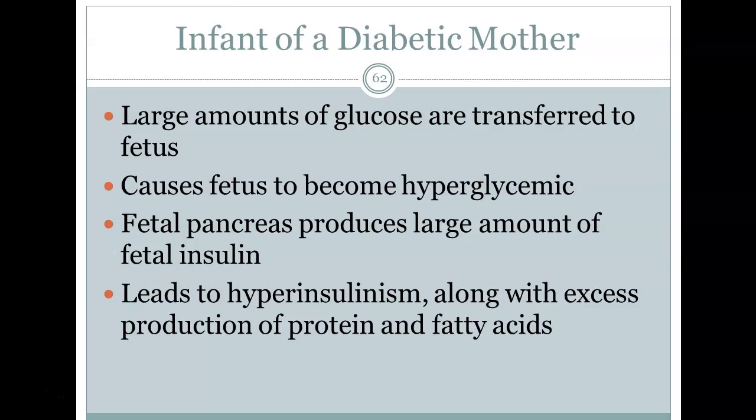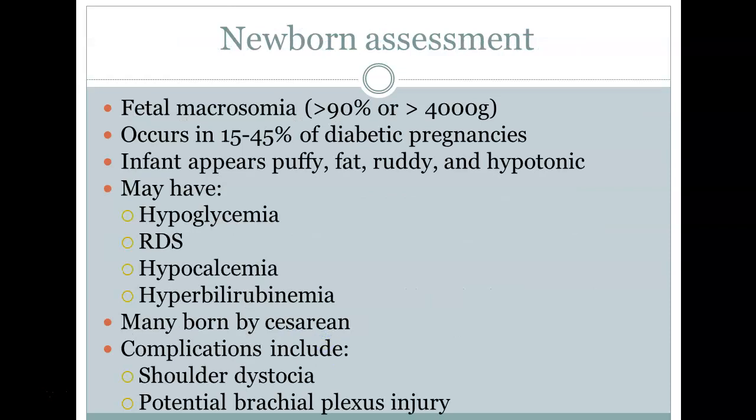So we know large amounts of glucose are transferred to the fetus from mom. This causes the fetus to become hyperglycemic. Then the fetal pancreas will produce large amounts of fetal insulin to combat the amount of hyperglycemia they're getting. And this leads to hyperinsulinism, which along with the excess production of protein and fatty acids is what causes issues in the newborn with hypoglycemia when they can't maintain adequate glucose levels after birth.